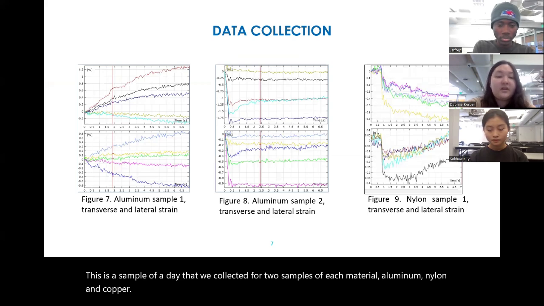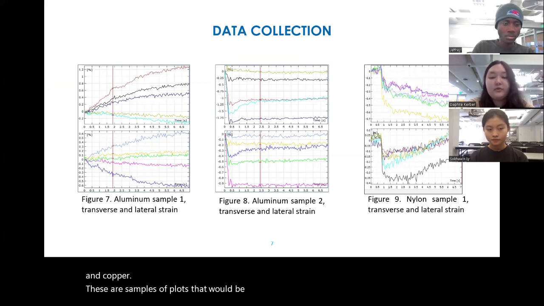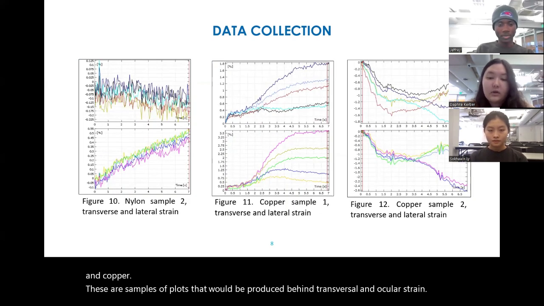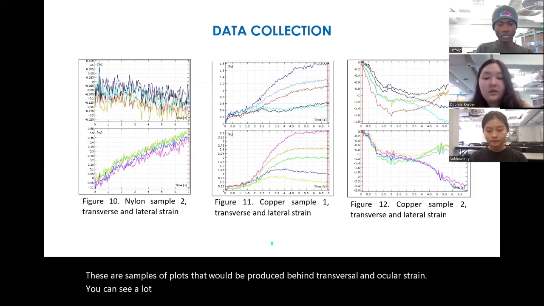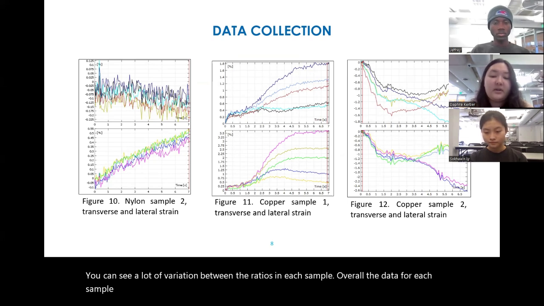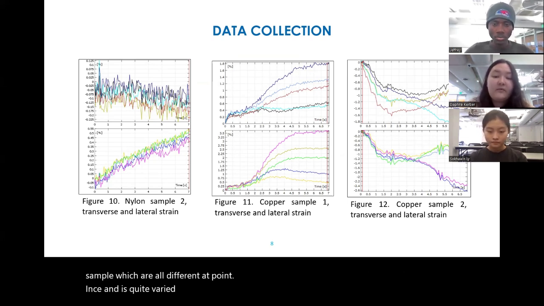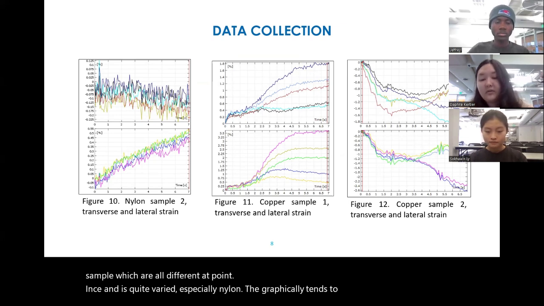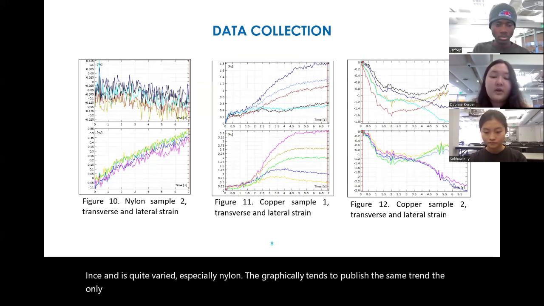These are samples of plastic that we used for transverse and axial strain. You can see a lot of variation between the ratio of each sample. Overall, the data for each sample material are different at points and quite varied, but graphically they tend to follow the same trend. The only sample not truly following a trend is our second copper sample.